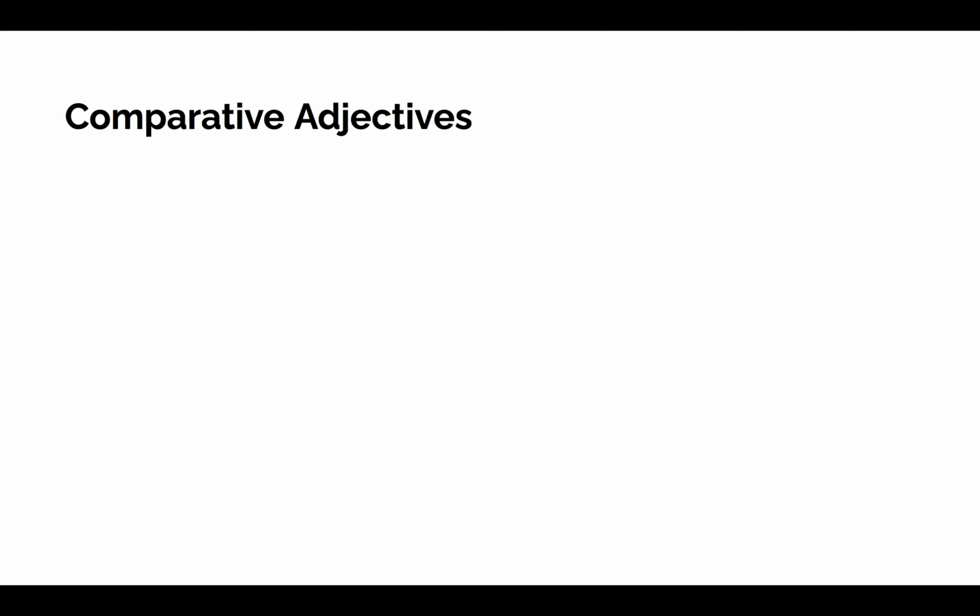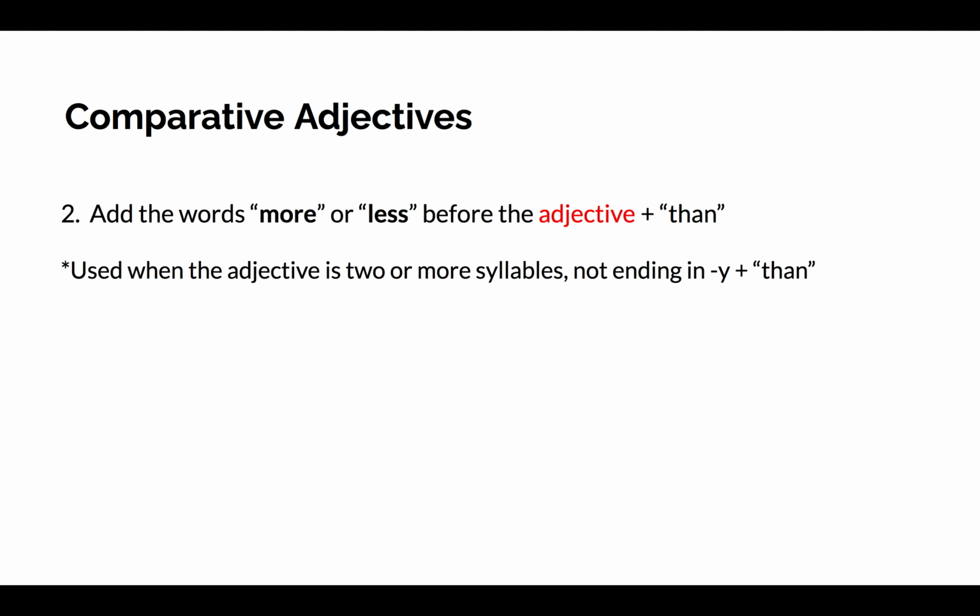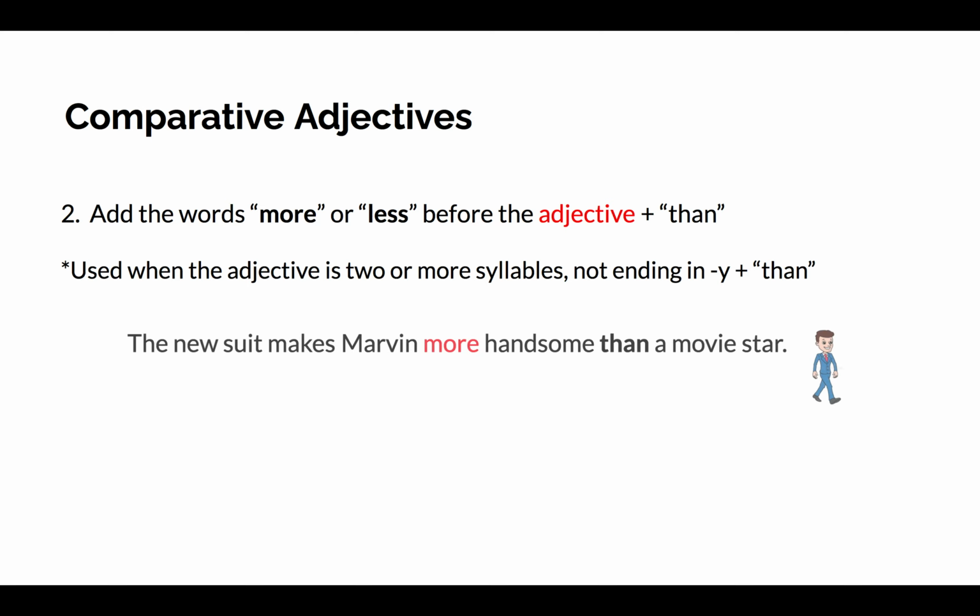The second way you can change an adjective into comparative form is to add the words more or less before the adjective and adding than. This is used when the adjective is two or more syllables not ending in y, plus than. For example, the new suit makes Marvin more handsome than a movie star.